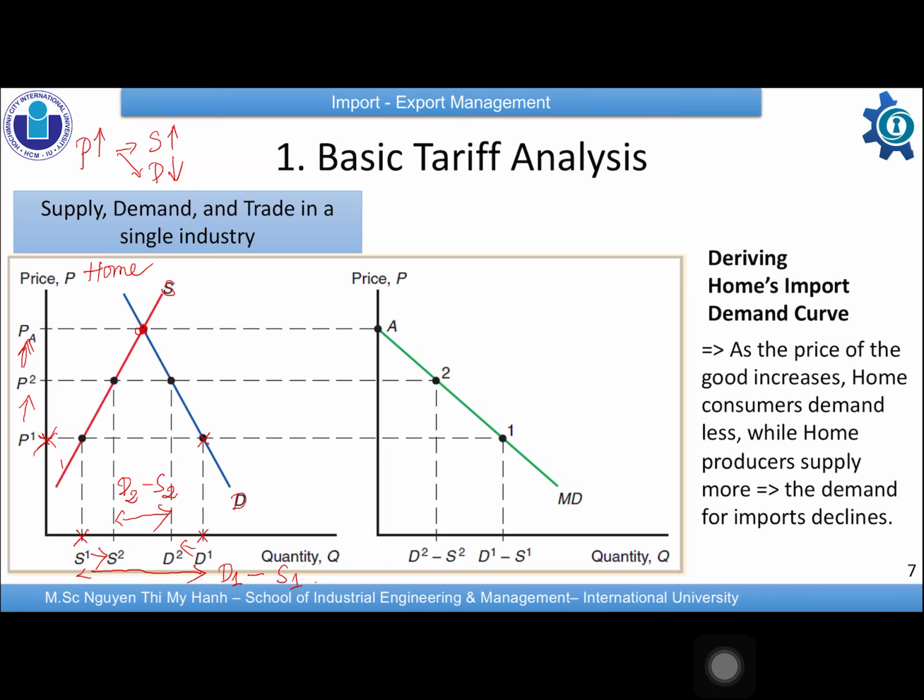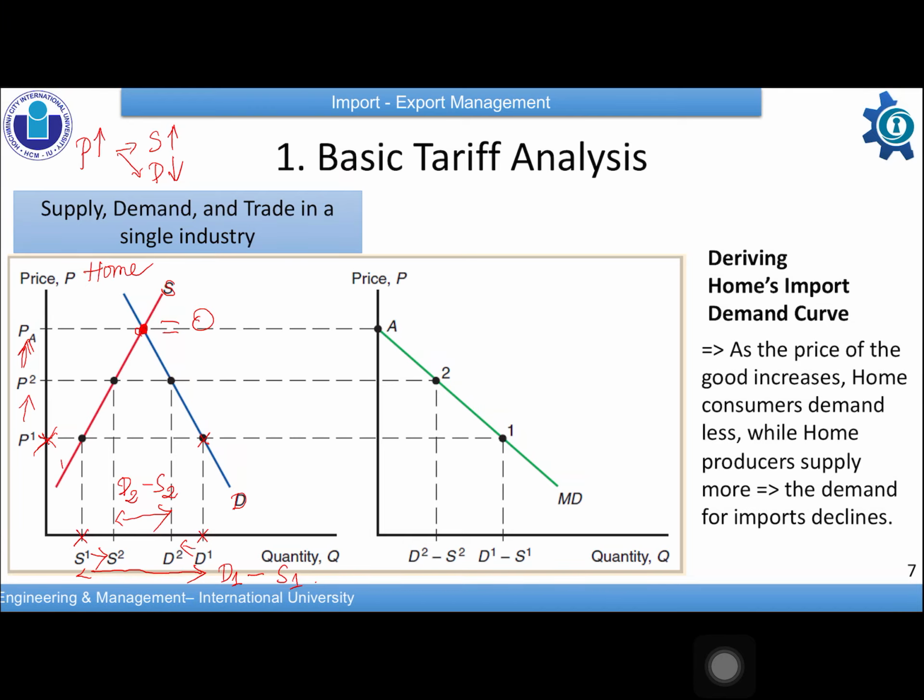Here is the intersection of the supply curve and demand curve. When the price is at PA, the home country doesn't need to import anymore. The import demand will equal 0 because the supply is matching the demand.